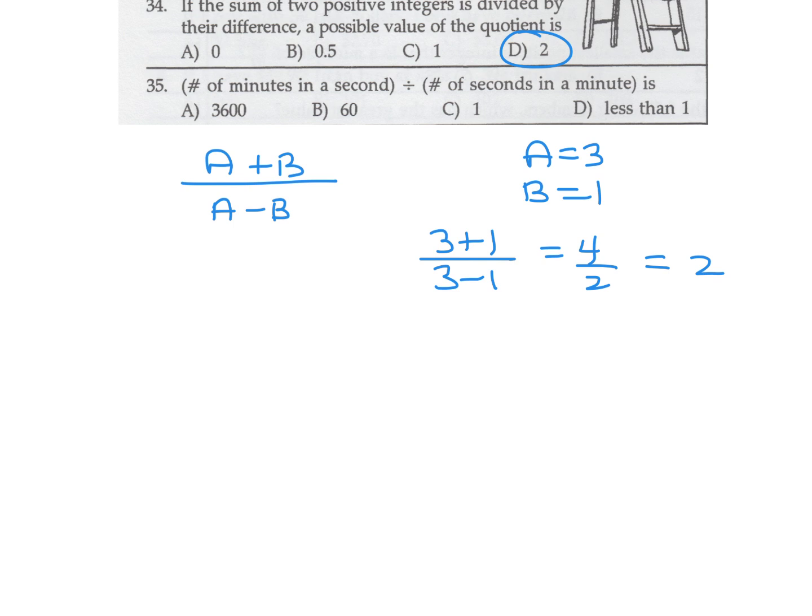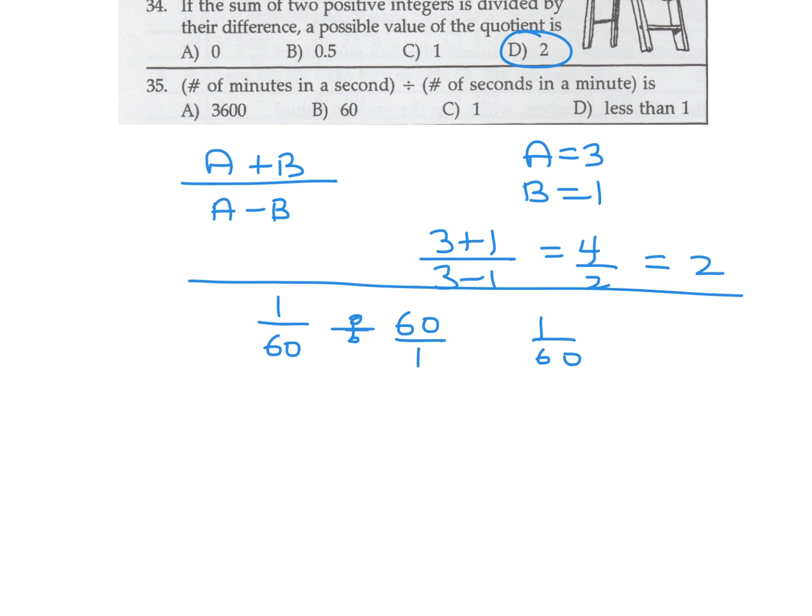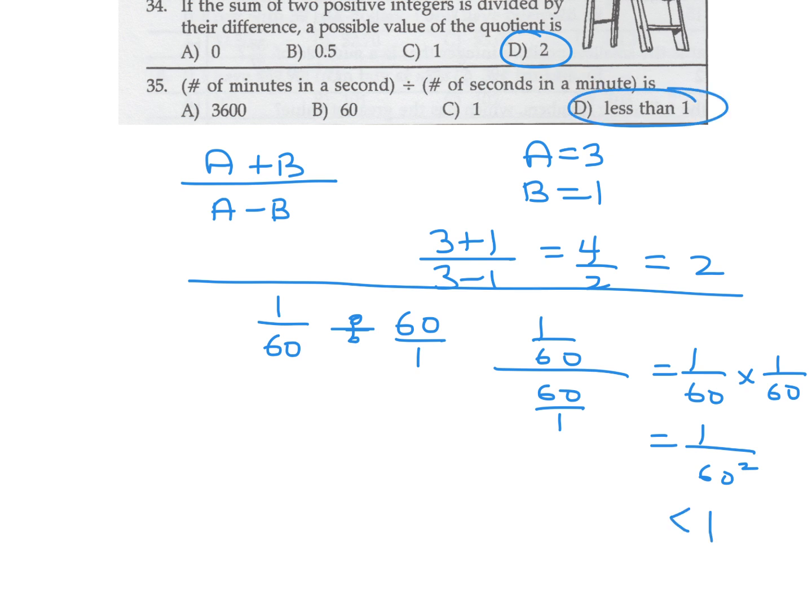The number of minutes in a second divided by the number of seconds in a minute. The number of minutes in a second would be 1 over 60, and the number of seconds in a minute is 60 over 1. And we're dividing, right? So that is going to be 1 over 60 divided by 60 over 1, which is 1 over 60 times 1 over 60. You invert and multiply. That's 1 over 60 squared. And that's obviously less than 1, and that would be choice D for number 35.